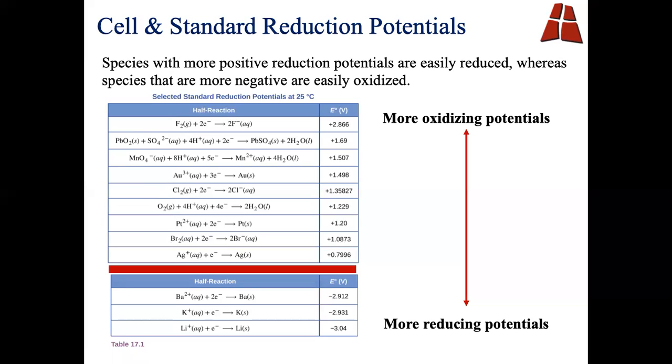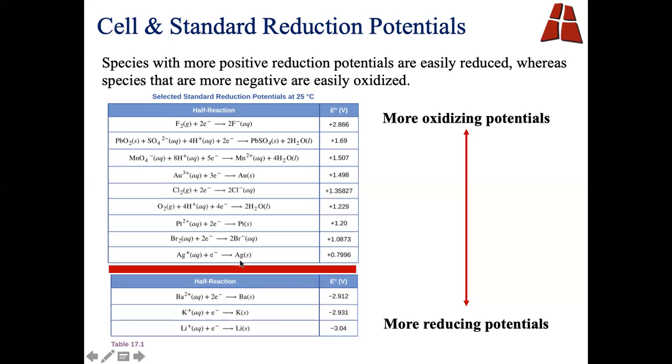Okay. And species towards the top of this table have more positive reduction potentials, meaning they are more easily reduced. That would also mean they are better oxidizing reagents, if we were to use the vocabulary that we learned from last lecture.